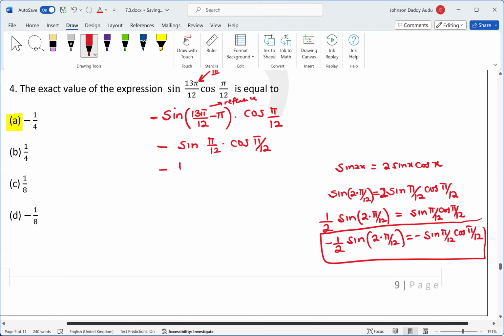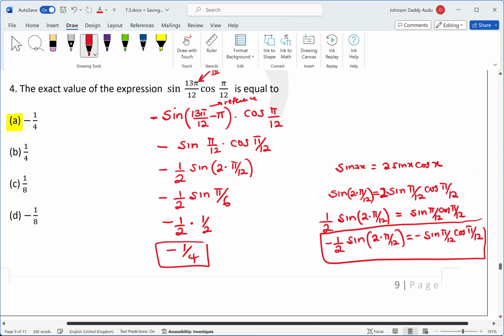So I can use this formula now. This is nothing but minus half sine 2 times pi over 12, which is minus half sine pi over 6, right? But what is pi over 6? Sine of pi over 6 is sine 30, which is half. So you have minus half times half, which is just minus 1 over 4.